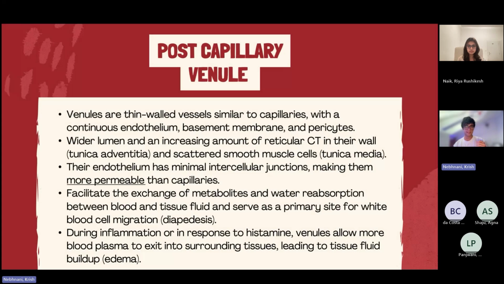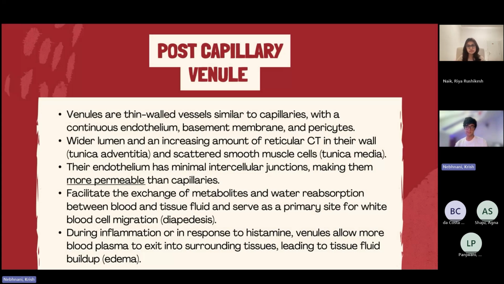These venules basically have a wider lumen, much bigger lumen than the precapillary venule. Since they have a bigger lumen, they're going to have more connective tissue in their tunica adventitia, more smooth muscle cells in the tunica media, and what this does is help regulate the blood flow even better than the precapillary venules. The endothelium is connected with intercellular junctions.